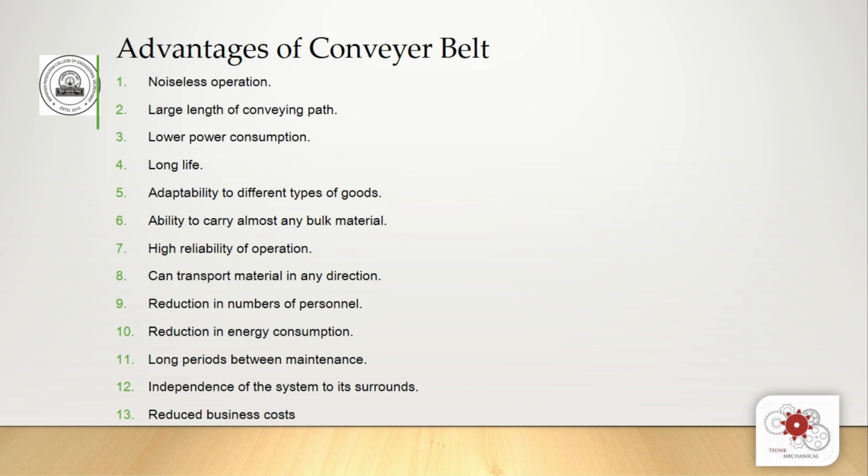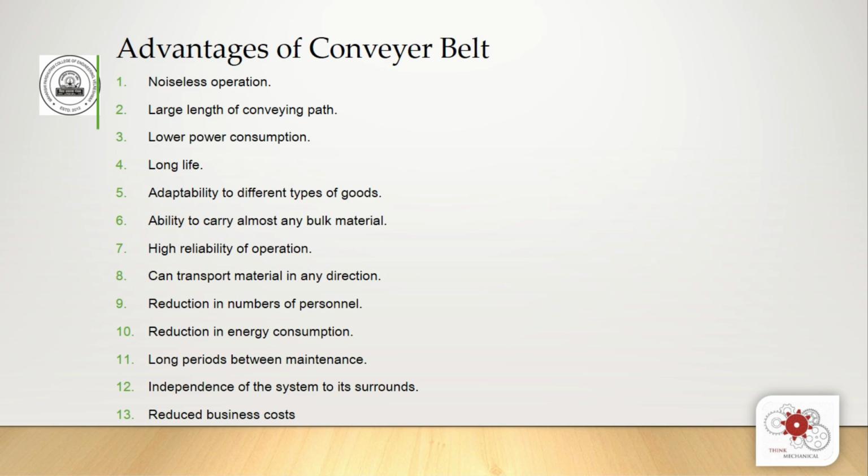Then there is high reliability of operation, it can transport material in any direction, and it can reduce the number of personnel involved if we consider manual transportation. Another advantage is long periods between maintenance. So operational cost as well as maintenance cost is not an issue, because it is a very rare instance where we have to go for maintenance of this belt conveyor system.